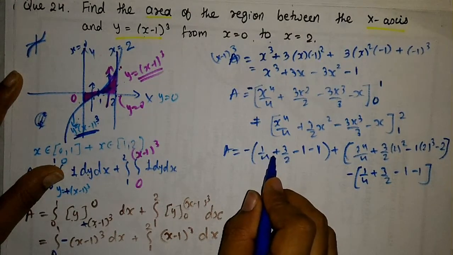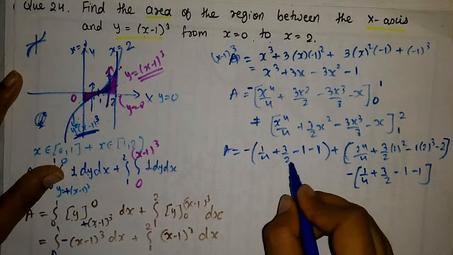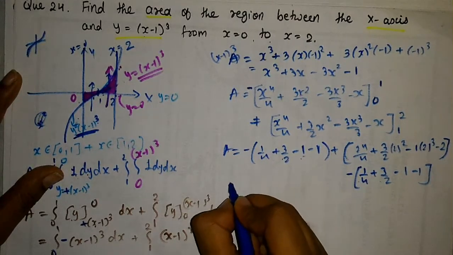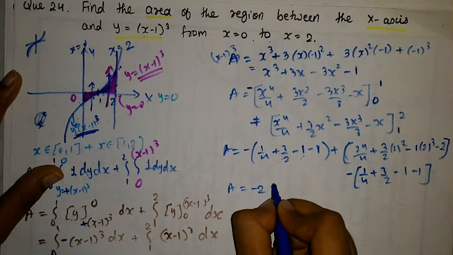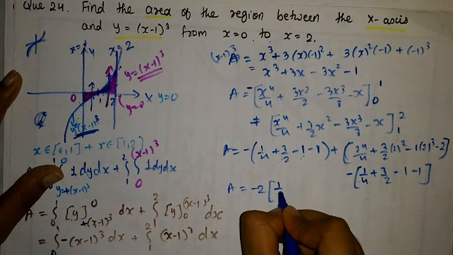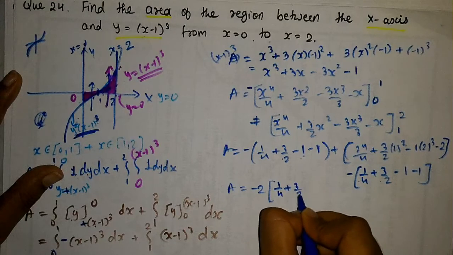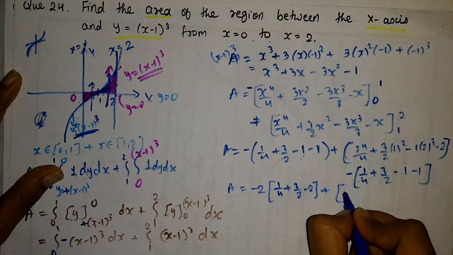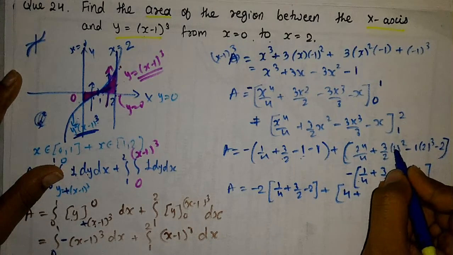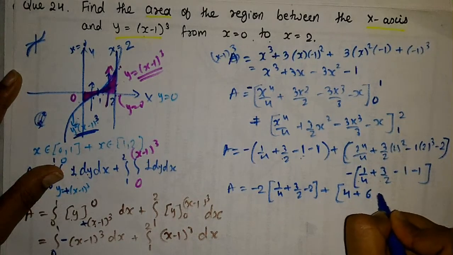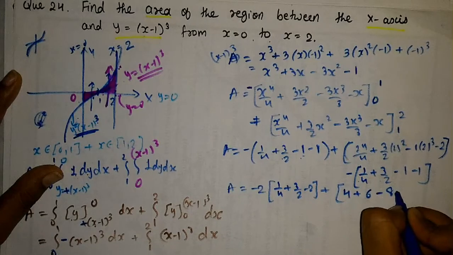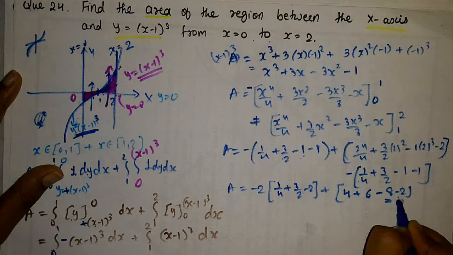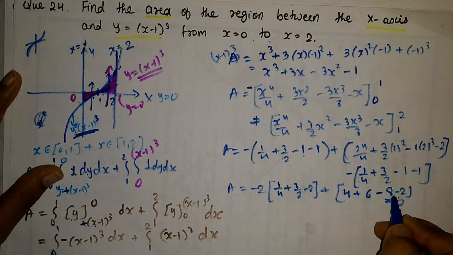So we can see that these two terms are same, so we can do area is equal to minus 2, and now solving inside we get 1 by 4 plus 3 by 2 minus 2 plus 2 raised to 4, 16 by 4, it will be 4 plus here 2 will get cancelled, so 6 minus 8 minus 2, so it will be 10 minus 10, this will be 0. 6 plus 4 is 10, minus 8 minus 2 is 0.